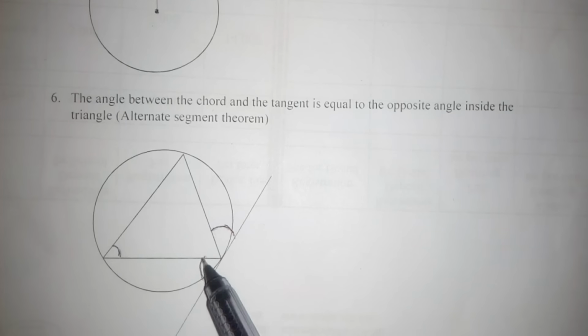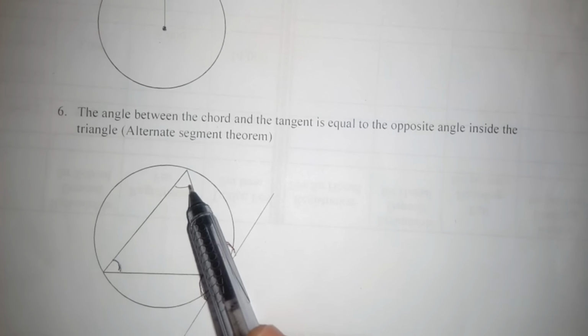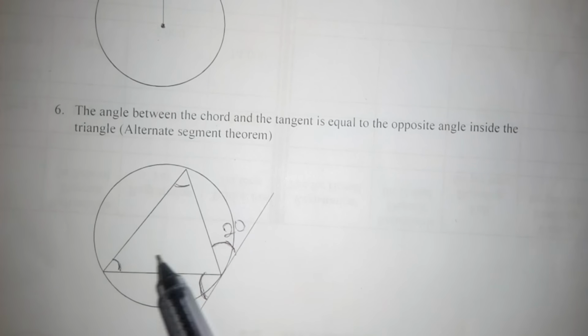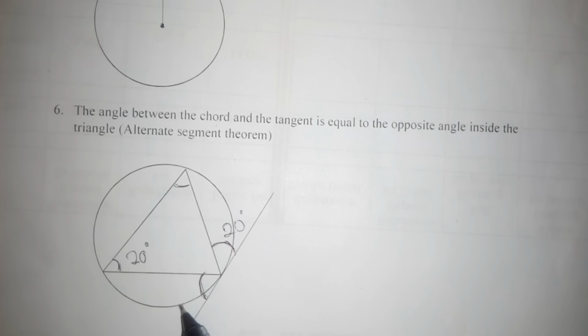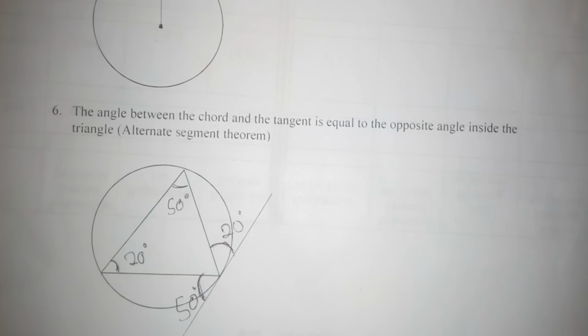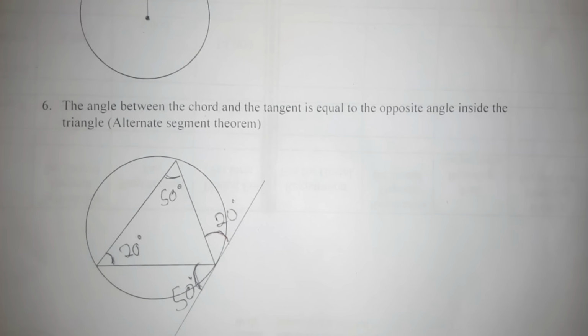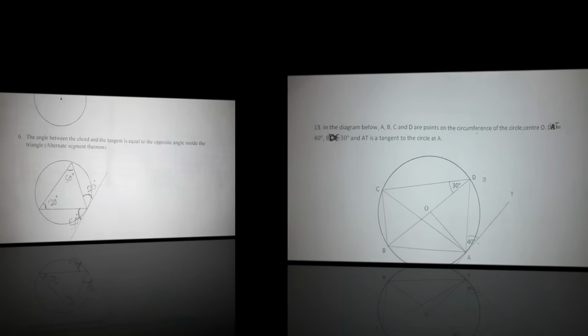Okay, so we come to this one. So this angle over here, you see this, it will be equal to this angle here. If this is 20 degrees, this will also be 20 degrees. If this is 50 degrees, this will also be 50 degrees. This is what it means. So now let's try to answer some exam questions and use these properties.